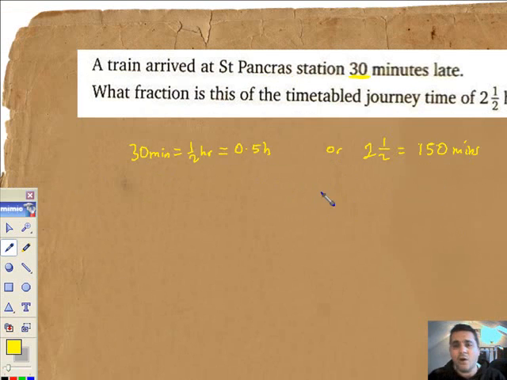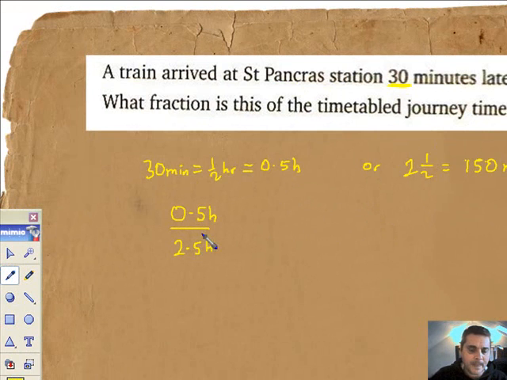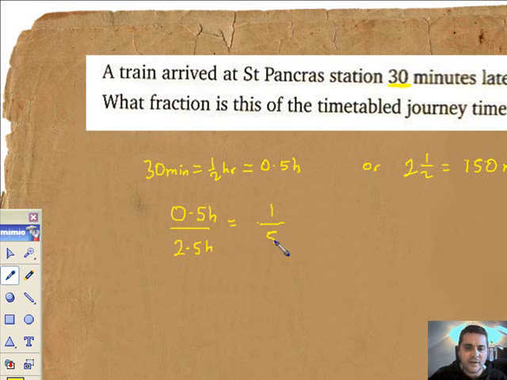Now what fraction is this of the timetable journey? Okay, right, so I'm going to go 0.5 hours divided by 2.5 hours. That's a very, very ugly fraction. Well, if I multiply top and bottom by 2, I get 1 over 5. Therefore, it's a fifth of the journey time. Okay, that's how late it was as a fraction of the scheduled time that it should have got there. So the time late was represented by a fifth of the time that's been timetabled.